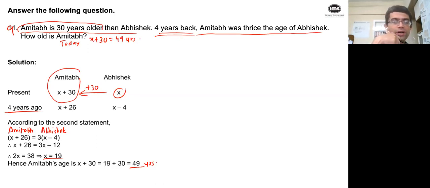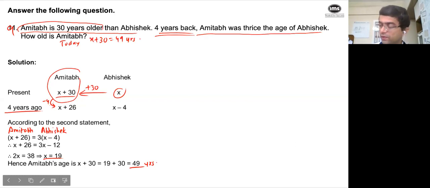How can we get 26? x plus 26 was Amitabh's age 4 years back. Remember, if x plus 30 is his today's age, I will have to subtract 4 from x plus 30. Right? So what do we get? If I subtract 4 from x plus 30, I get x plus 26. How do we get 3? Because Amitabh was thrice the age of Abhishek.